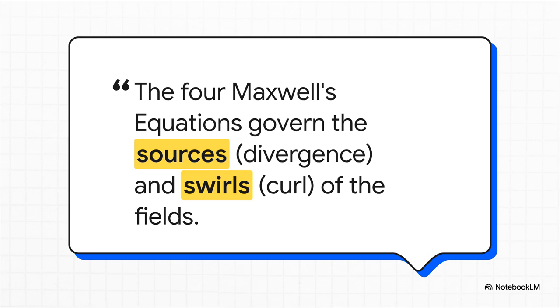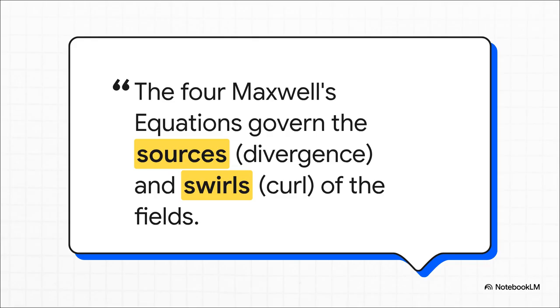The 4 Maxwell's equations, they're not just 4 random laws, they're simply the rules that tell us about the sources and the swirls for both the electric and magnetic fields. See? 2 equations for divergence, the sources, and 2 equations for curl, the swirls. It's that Helmholtz theorem in action.